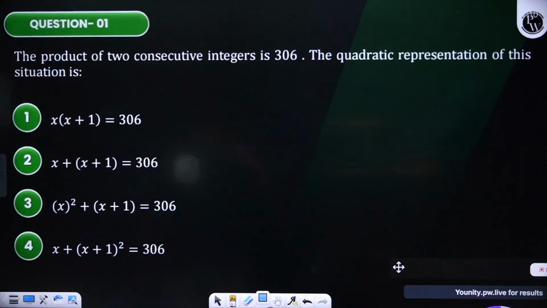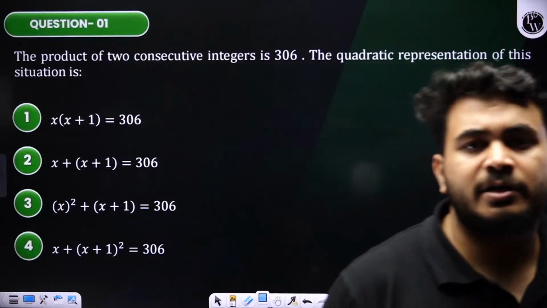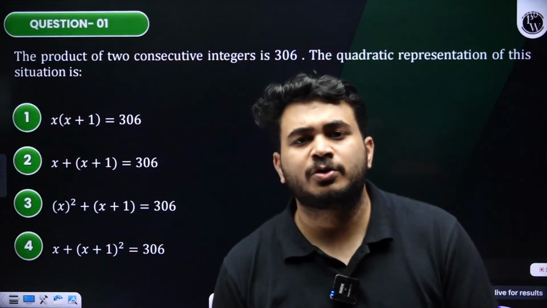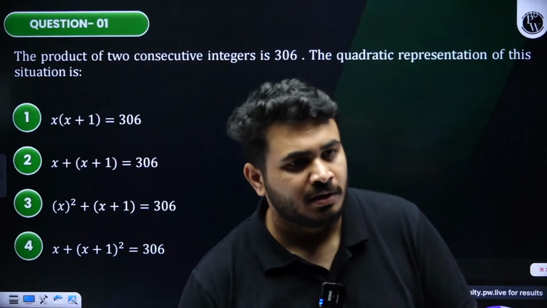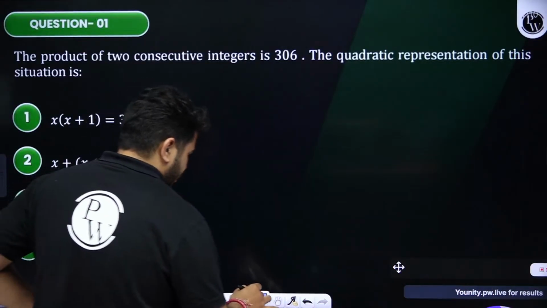The product of two consecutive integers is 306. The quadratic representation of this situation is which one? Consecutive integers. Whatever quantity you don't know, take x. Fine, so I am giving you the hint.